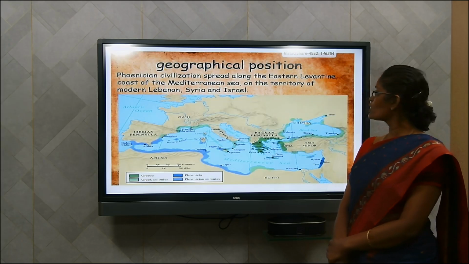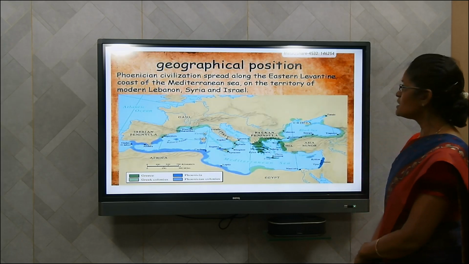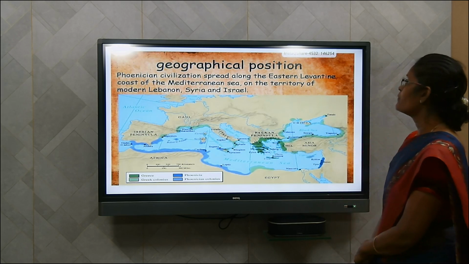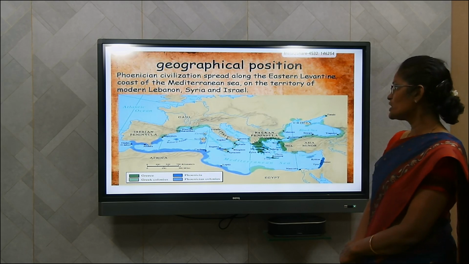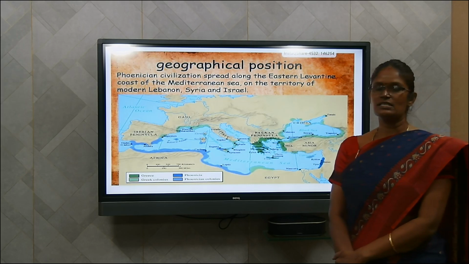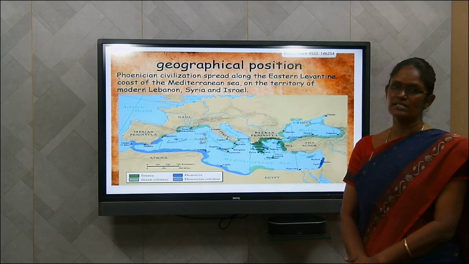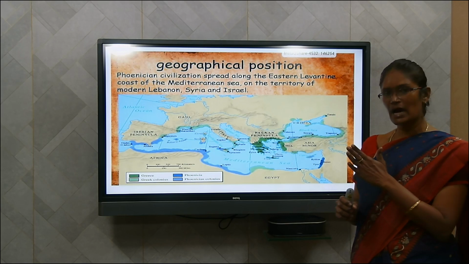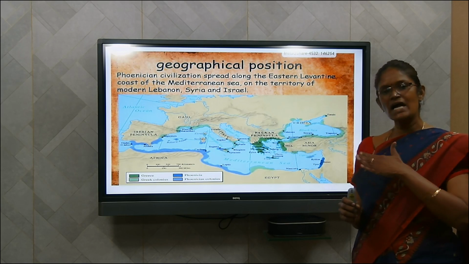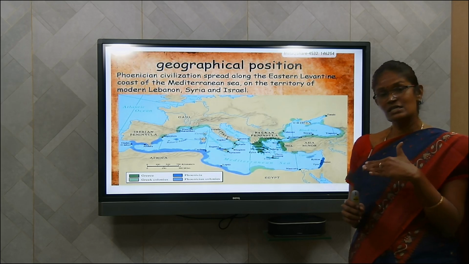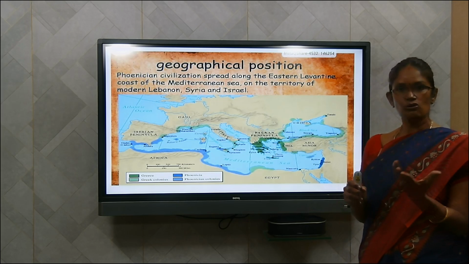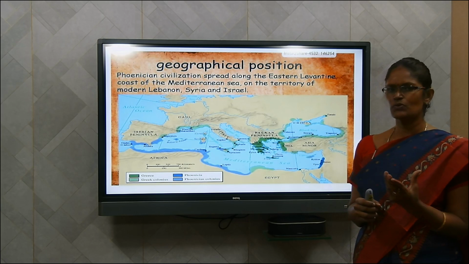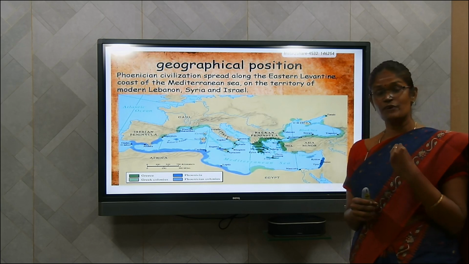First, let us see the geographical position of the Phoenician civilization. Phoenicia existed on the eastern side of the Lebanon Mountains and the western edge of the Mediterranean Sea, and the territory of modern Lebanon, Syria and Israel existed on the sides, and on one side there was the Arabian desert. So it didn't have much soil or resourceful materials for trade. The only thing they had was the cedar tree, which was very tall and gave a very good fragrance.